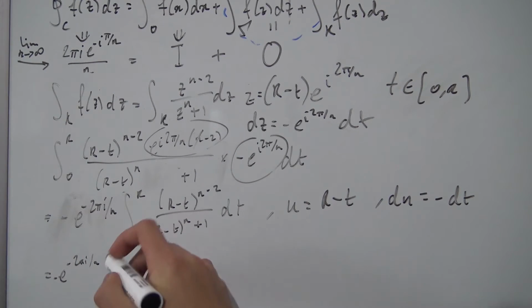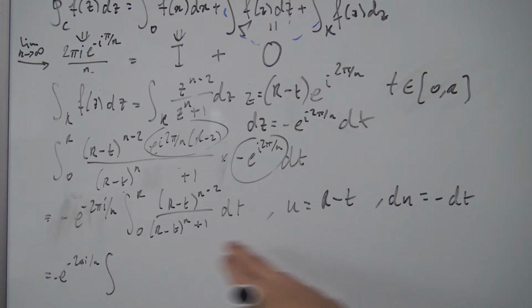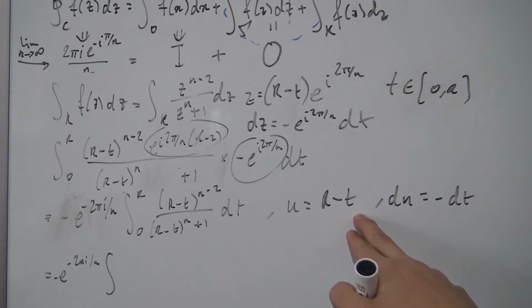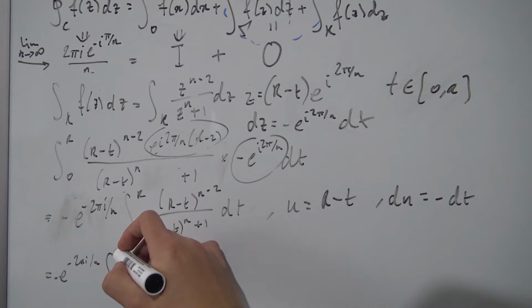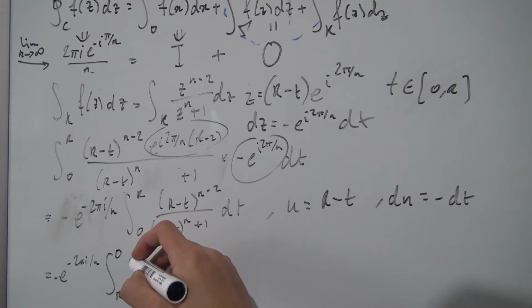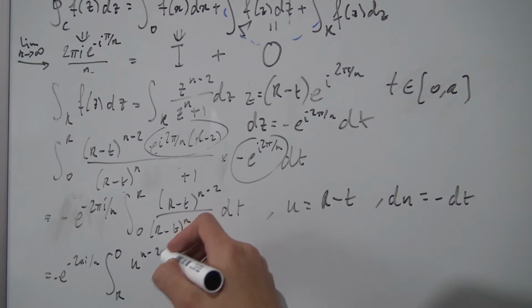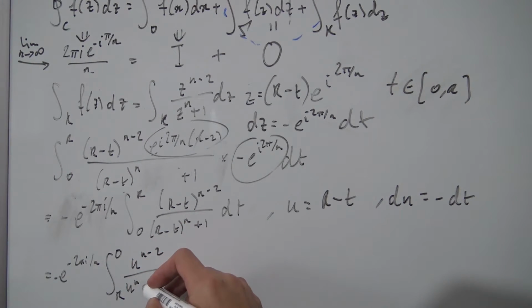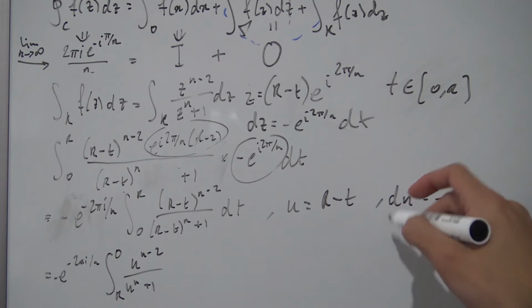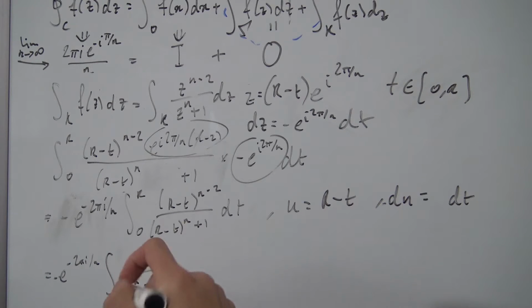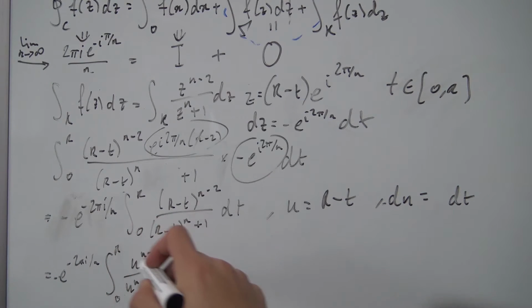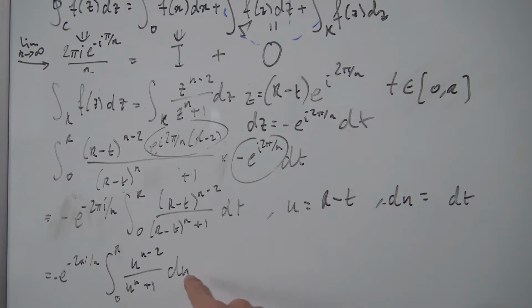And then now we have the integral, and plugging 0 into here, we're going to get r minus 0, which is r. Plugging r into here, we're going to have r minus r, which is 0. And then r minus t, that's exactly u. So u to the n minus 2 over u to the n plus 1 dt is going to become negative du. And in fact, we can use this negative right here to reverse the orientation of the integral. So we have the integral from 0 to r of this thing times du.